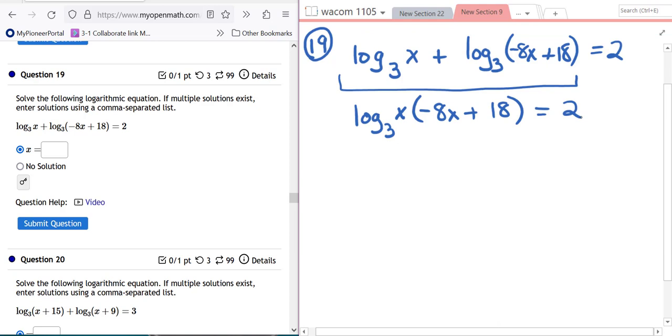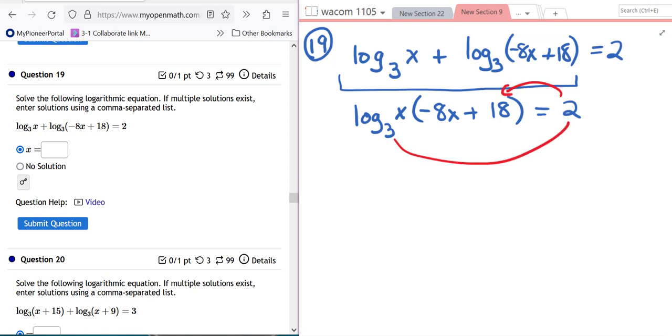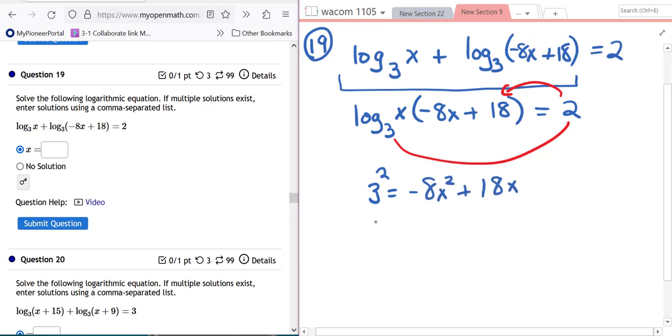And then you're going to change the form. So you had to condense first so that you only have one log. And you're going to go this way and back this way with our spiral. So we have 3 squared equals negative 8x squared plus 18x. 3 squared gives us 9, and good there. Sorry. Right, we'll subtract the 9 to the other side to get a 0.